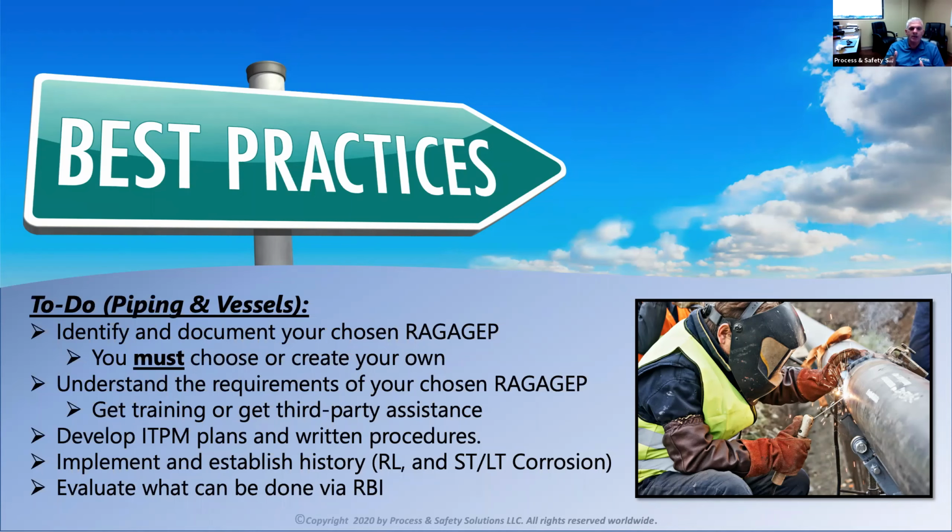And then evaluate what can be done via RBI. Once you've established history, your corrosion rates, and remaining life, then look at opportunities to move to RBI. I recommend that just about every facility pursue a risk-based inspection program. Put your resources in the area where you have the most risk.